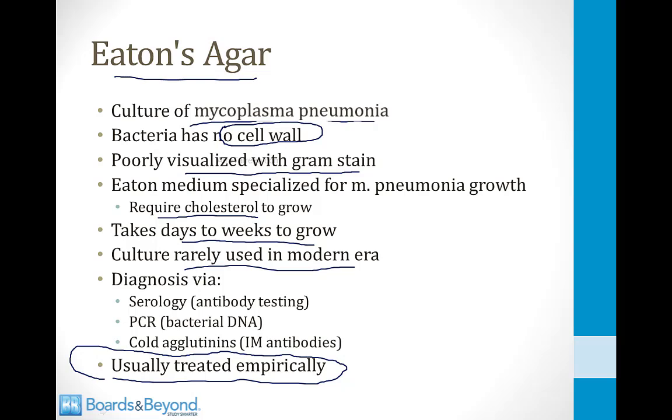If you specifically want to identify the bacteria, we often use antibody testing, that's called serology, or we use PCR to find bacterial DNA, or sometimes we test for cold agglutinins, which are antibodies that are often present in Mycoplasma infections.